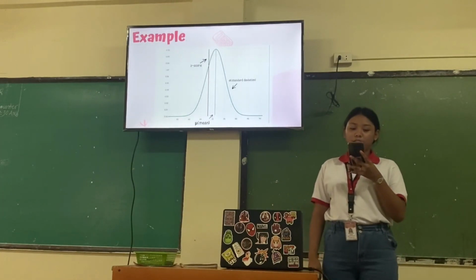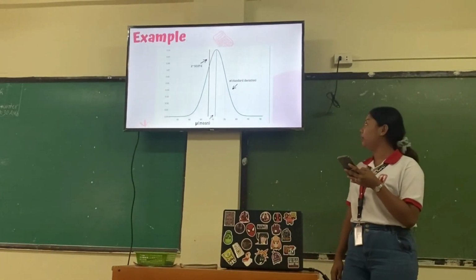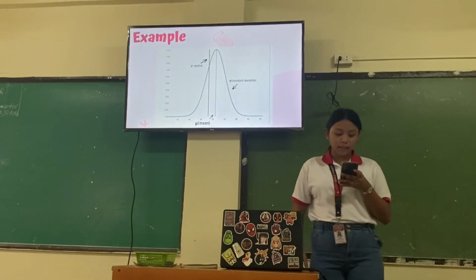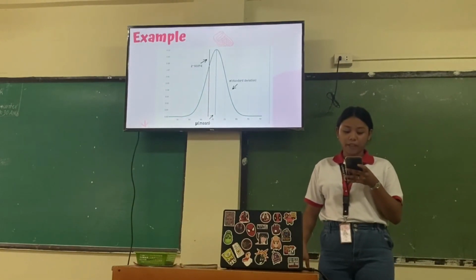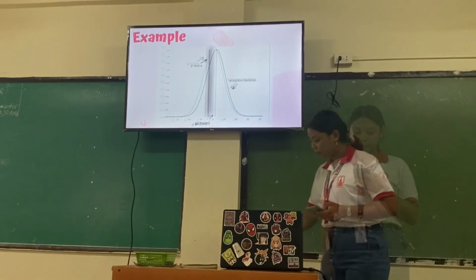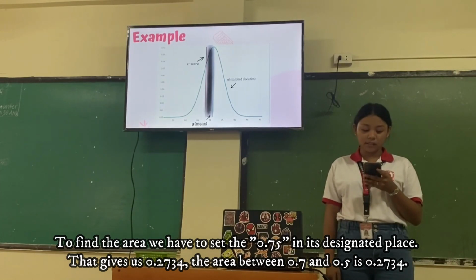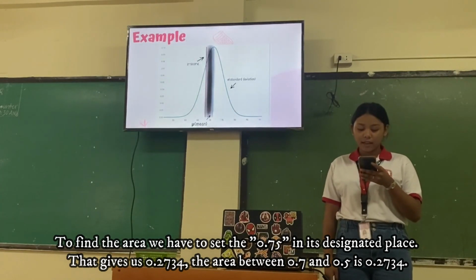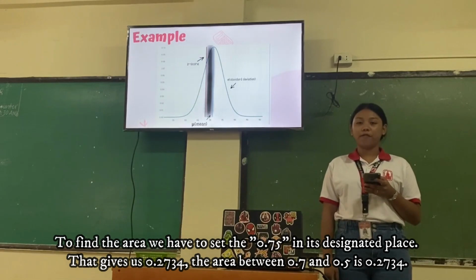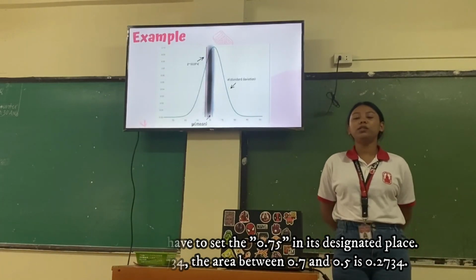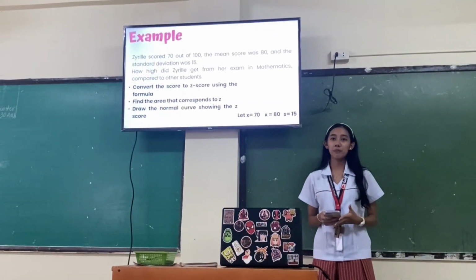On the graph of the standard normal distribution, z equal to 0 is therefore the center. A positive z value indicates that the point lies to the right of the mean, and a negative z value indicates that the point lies left of the mean. To find the area, we have to set the 0.75 in its designated place. That gives us 0.2734. The area between 0.7 and 0.05 is 0.2734.